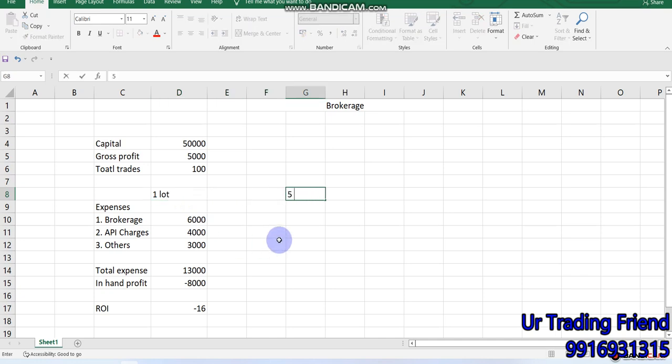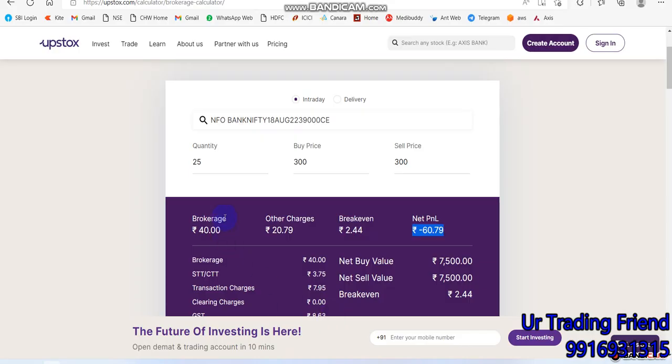Consider you are doing 5 lots, and your capital increases gradually to 2,50,000. Gross profit also increases gradually, that is 25,000, 5,000 into 5, and the number of trades remains the same. This is one very important thing which you have to learn. And what will be the brokerage for 5 lots? We'll check 125 quantity, again I'll keep the same price. Your brokerage will reduce to 75 rupees, that is total 115.